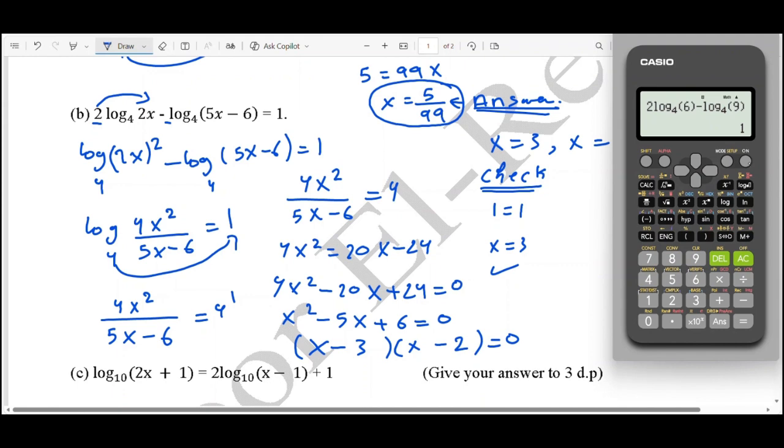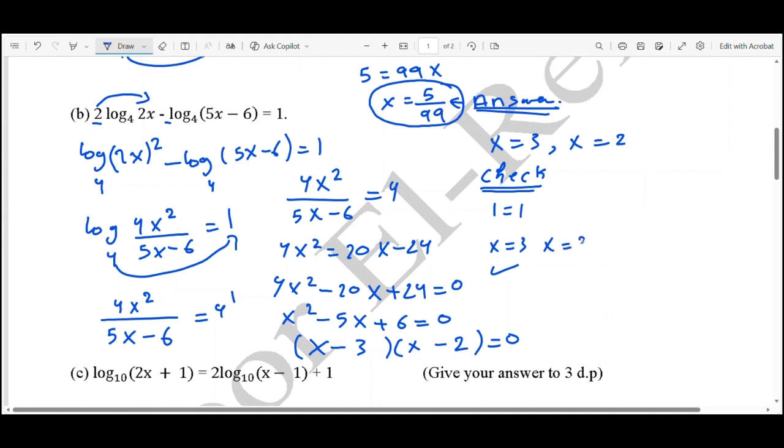Check the other one. x equals 2: log base 4 of 4 squared minus log base 4 of 5 by 2, 10, minus 6, 4, and the answer is 1. So x equals 2 is also an answer. So I have two answers.